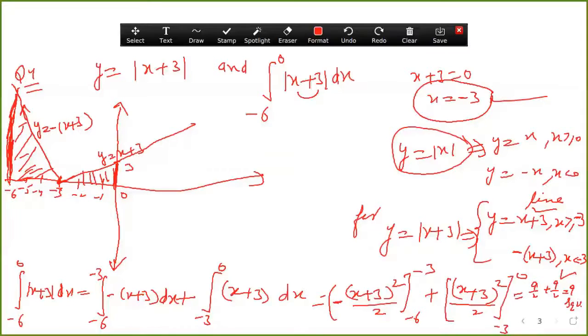First of all, you have to separate the function, that is y is equal to x plus 3. Then plot the graph, integrate and apply the limit. This is question number 4.